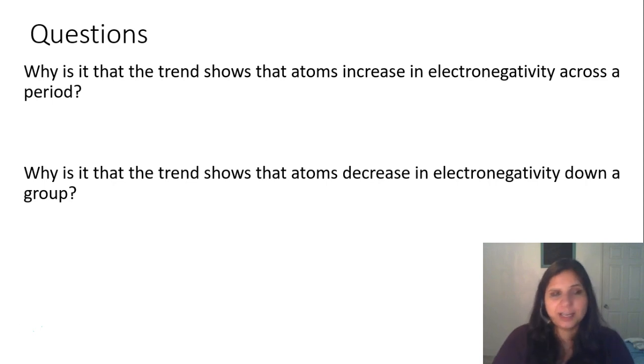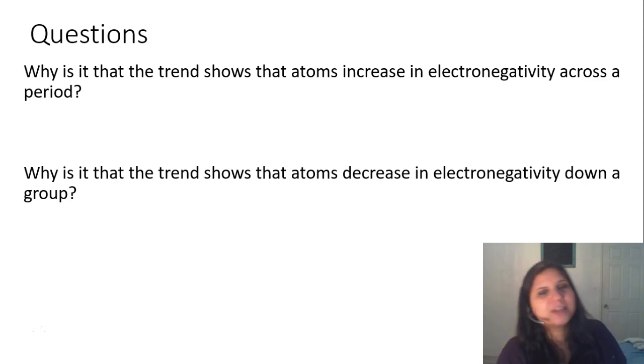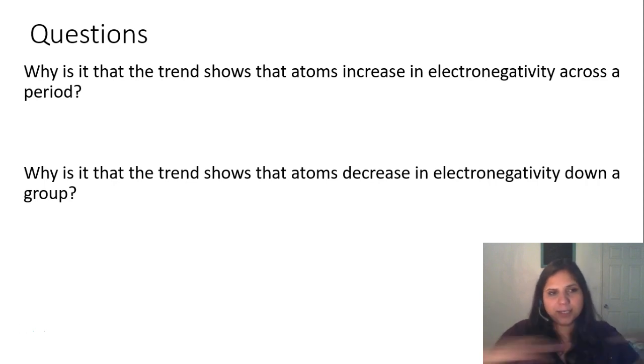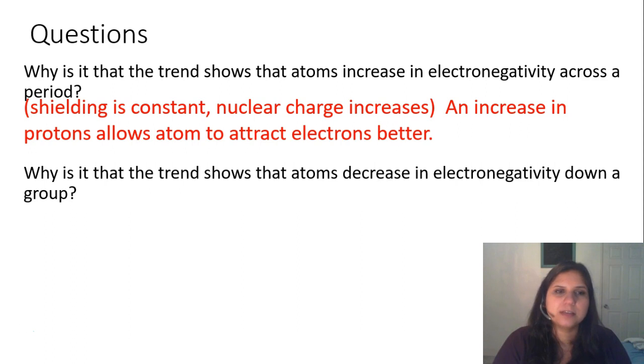All right, so questions I can ask. Why is it that the trend shows that atoms increase in electronegativity across a period? So we'll both discuss shielding and nuclear charge. So across a period, shielding is pretty much constant, but the nuclear charge is increasing from left to right. So it says shielding is constant, nuclear charge increases. An increase in protons allows that atom to attract electrons better. So it has a higher electronegativity.